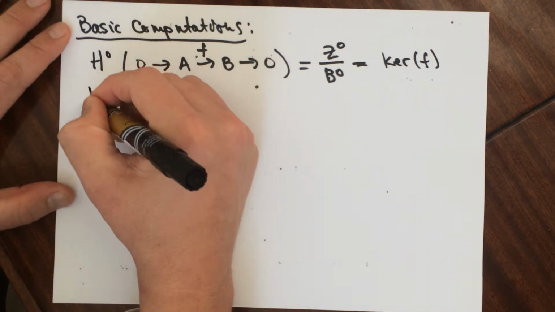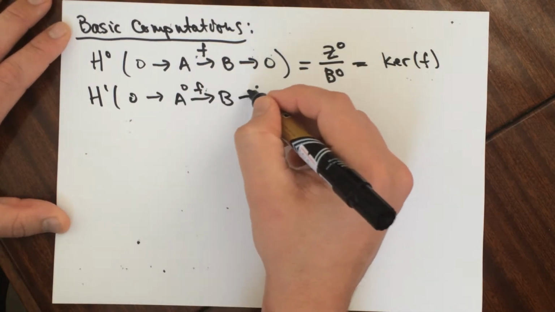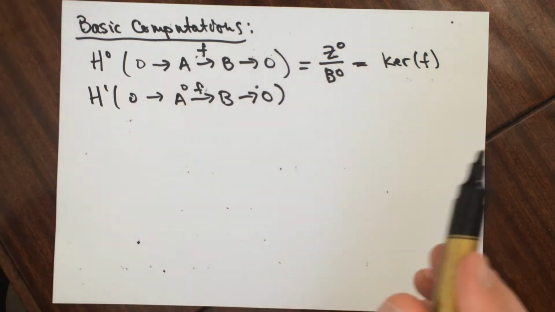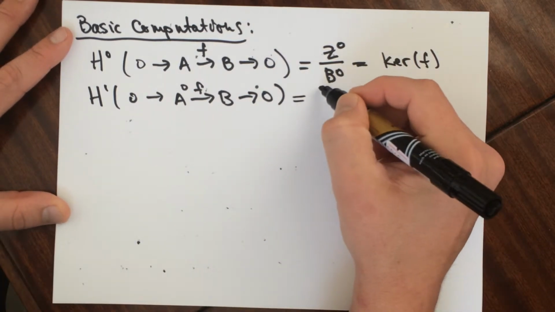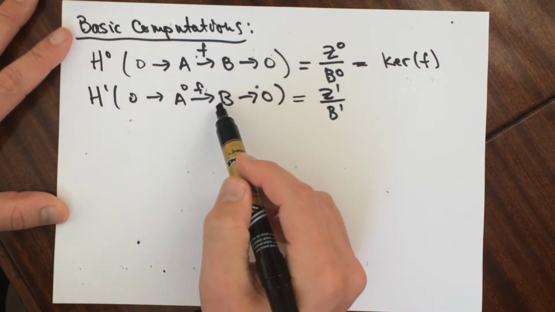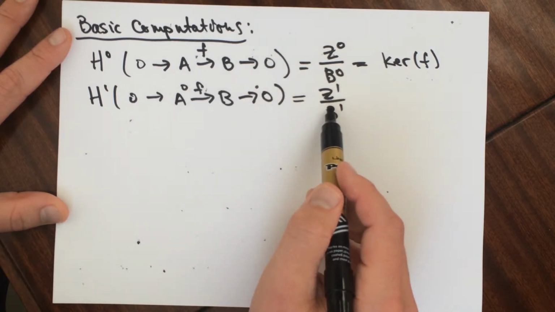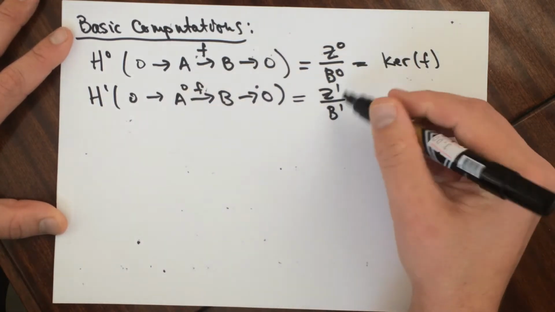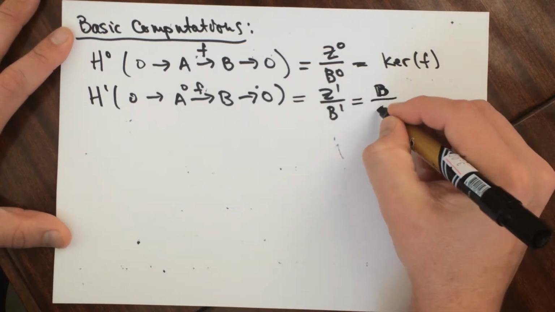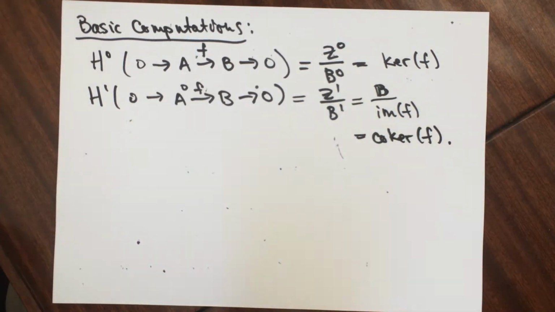Similarly, we can do some other basic computations for a simple complex, or a complex concentrated in degrees 0 and 1. It's just a morphism again. I'm not writing the dot dot dots, but we understand that this is degree 0, and then it goes out. So this is Z1 modulo B1. Z1 is the kernel of this map, which is all of this, and B1 is the image of this map. So when you take B modulo the image of F, this is just the cokernel of F. So for these simple complexes, you just have kernels and cokernels.